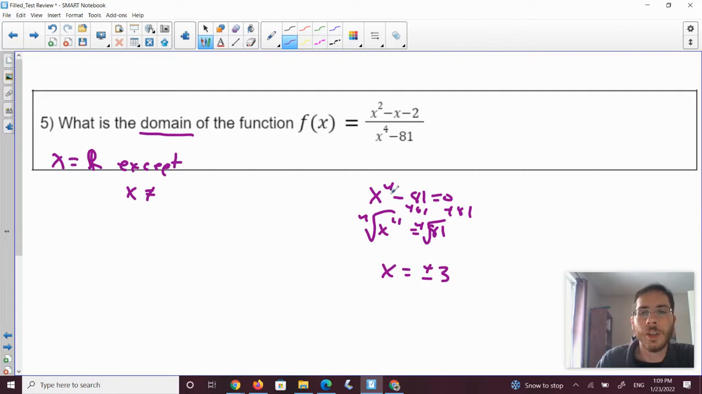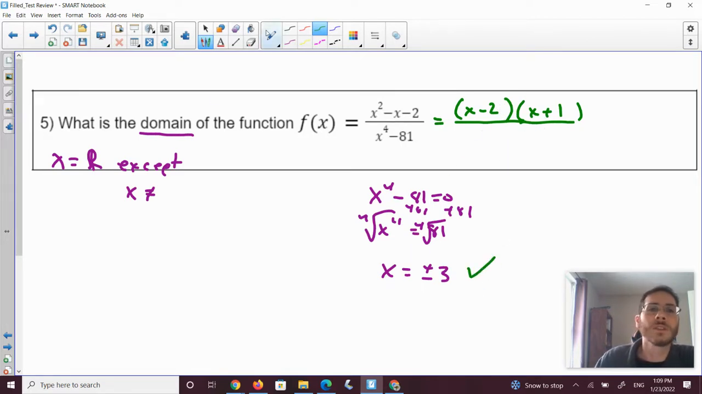But again, I got to double check. I got to make sure that neither of those makes the top equal to 0. Easiest way to do that is to factor the top. Find things that multiply to negative 2 and add up to negative 1. Well, things that multiply to negative 2 and add up to negative 1 would be negative 2 and 1, right? Since neither of those would give me 3, I know that I'm safe here. So I can just go ahead and write plus or minus 3.